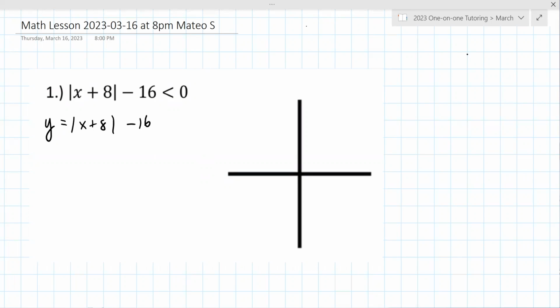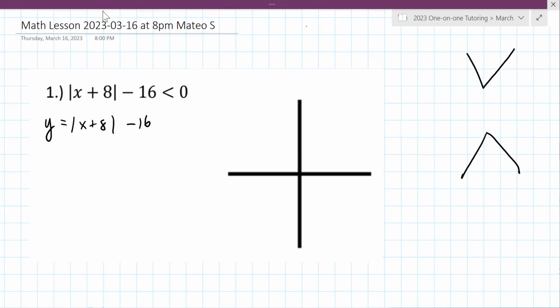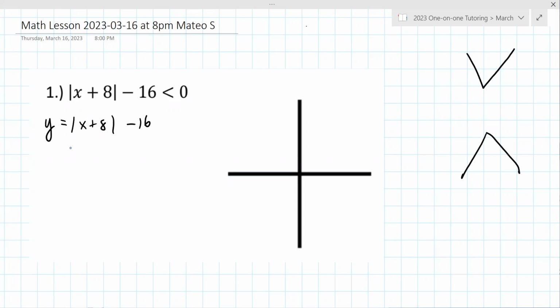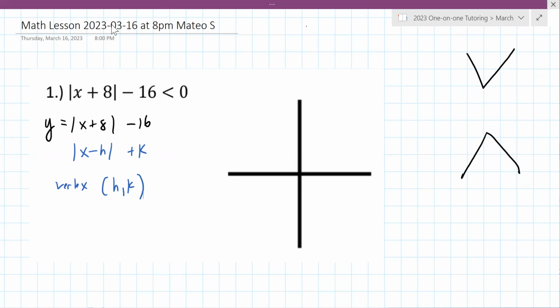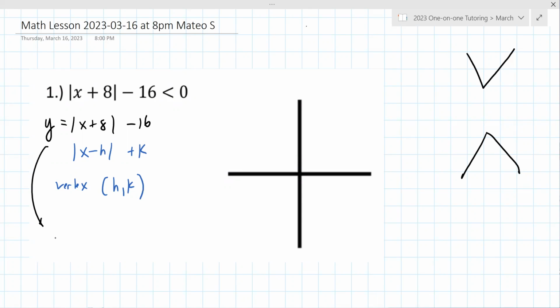Absolute values have this V shape, either V down or V up. The standard form, which I will write because it will help here, is absolute value of x minus h, plus k. The vertex is the main thing you need to take away from that. That's h and k. Notice h is the opposite sign of what's inside the absolute value, and k is exactly the sign that's there. So what would the vertex be for this one?